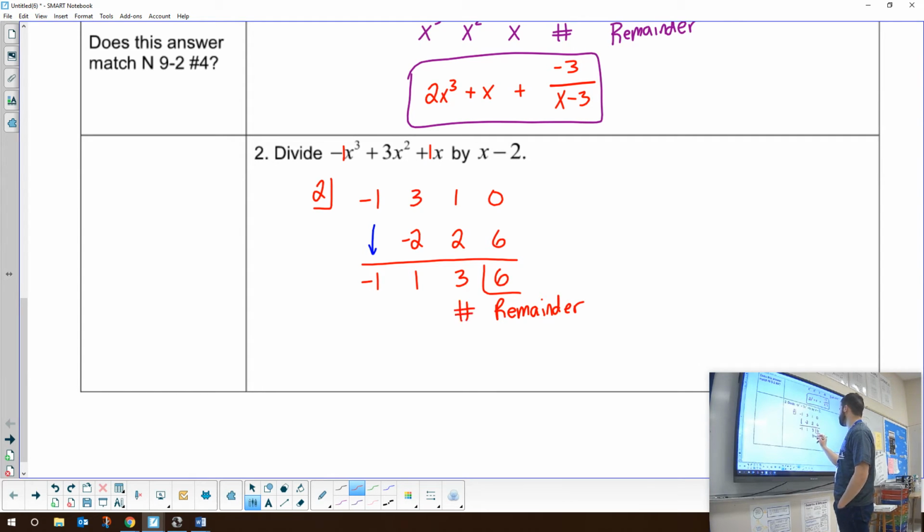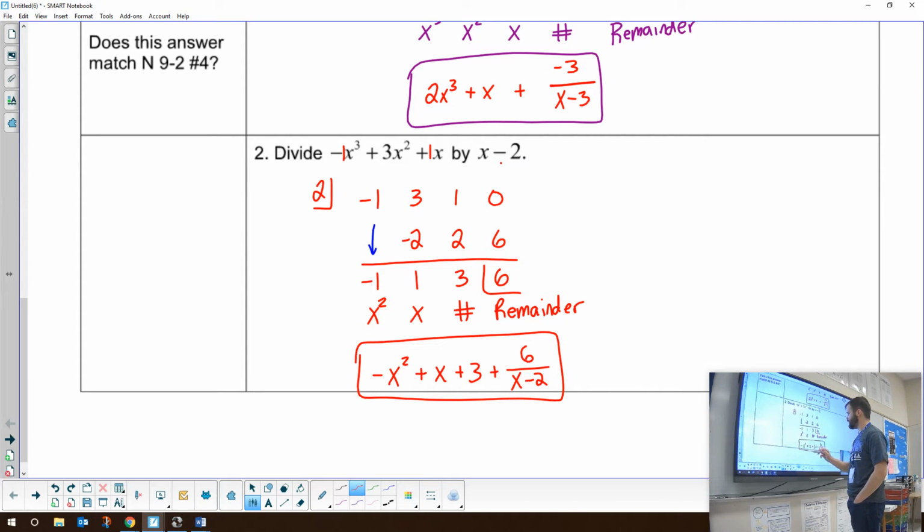This is my whole number. This is my x's. And this is my x squared. Once again, it's 1 less than where we started. So here we go. My final answer is going to be -1x squared plus 1x plus 3 plus my remainder over what we were dividing by originally, which was x minus 2. Okay? So that's really all there is to it. Just follow those steps and you divide really easily.